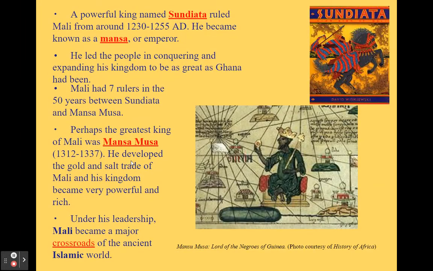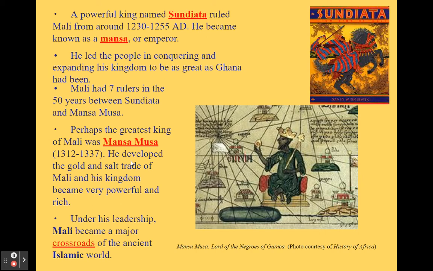Now, a powerful king named Sundiata ruled Mali from around 1230 to 1255, and he becomes known as Mansa, or emperor. So when we hear Mansa, that just means leader, okay? Emperor, king, same deal. So Mansa Sundiata means Emperor Sundiata. Mansa Musa means Emperor Musa.